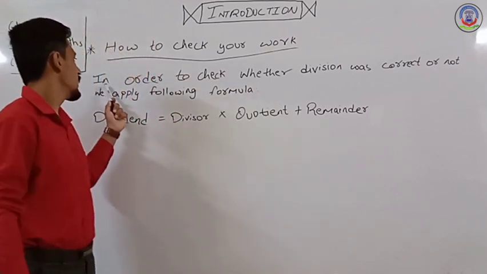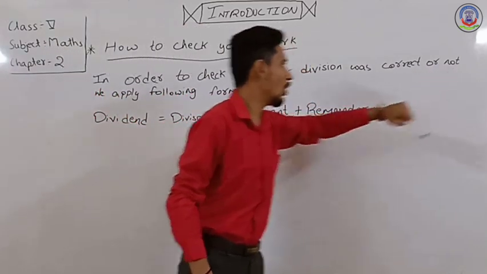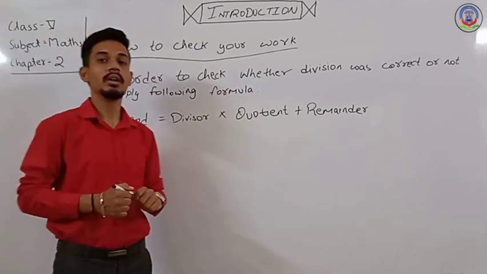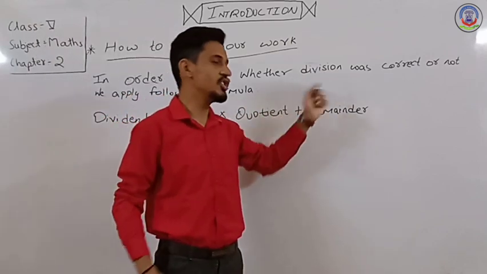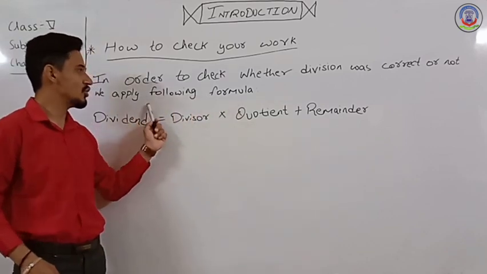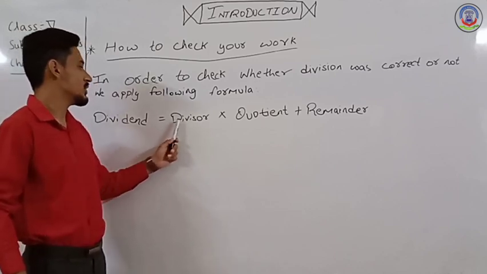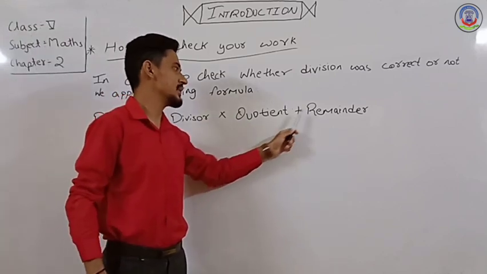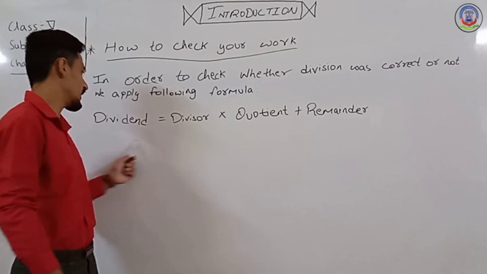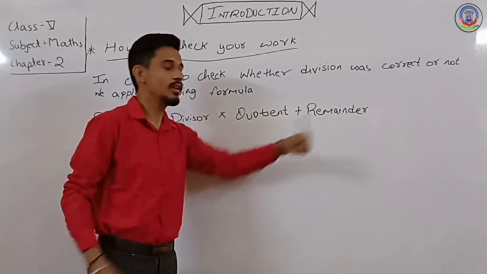So let's start. In order to check whether division was correct or not, we apply the following formula. जब हम लोग चेक करते हैं हमारा डिवीजन राइट हुआ है या नहीं, तो हम लोग कौन सी फॉर्मूला लगाते हैं जो नीचे दी गई है. नीचे देखिए, डिविडेंड इक्वल्स टू डिवाइजर मल्टीप्लाई क्वोशिएंट प्लस रिमाइंडर. इसमें डिविडेंड फाइंड करना होता है, डिवाइजर मल्टीप्लाई क्वोशिएंट प्लस रिमाइंडर से.